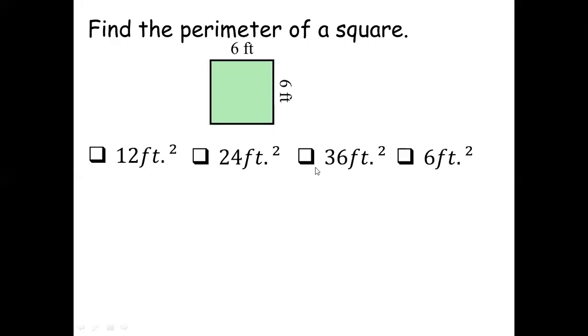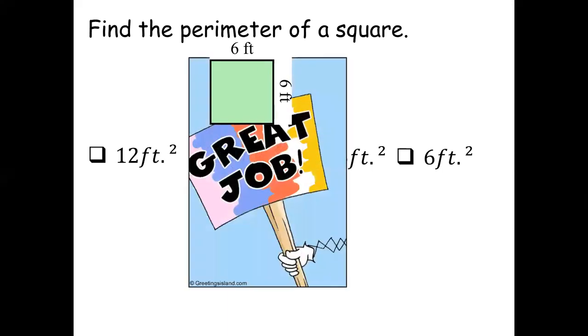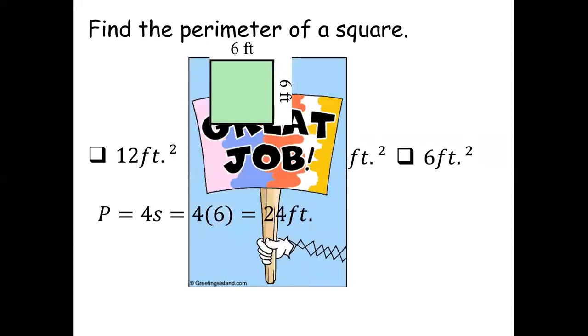Well, there was a mistake, yes. The correct answer for this question was 24 square feet, not 36, because there's a difference between 36 and 24. So the correct answer for this question was 24 square feet. Right, now let's see. If you've got 24 square feet, that's great job. So let's see, how did we get 24?